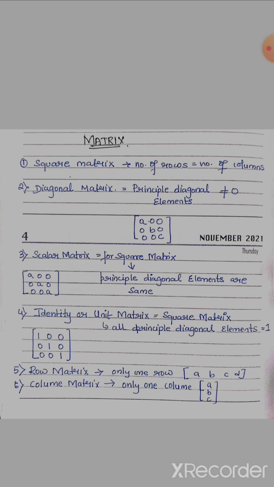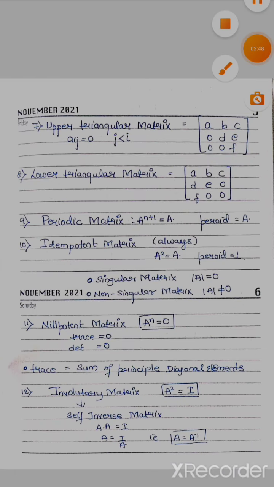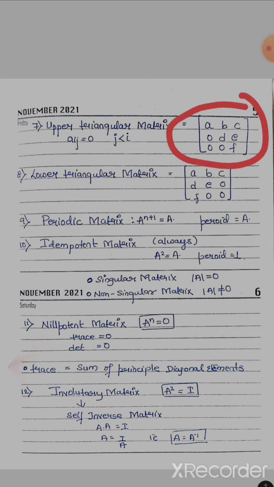Okay, and what is a row matrix? If you represent it in this form, this is a row matrix. And what is a column matrix? If you represent it in this form, this is our column matrix. These are a few things you will already know, but still I have made a note. Next, which one is an upper triangular matrix? If a given matrix is in this form, where the elements below the diagonal are 0, then this is an upper triangular matrix. If these are 0, then it is the lower triangular matrix.